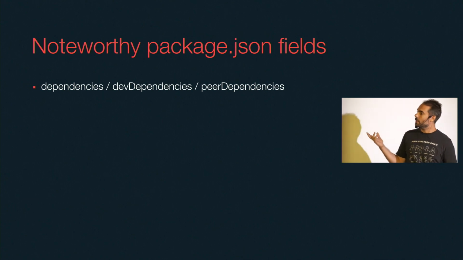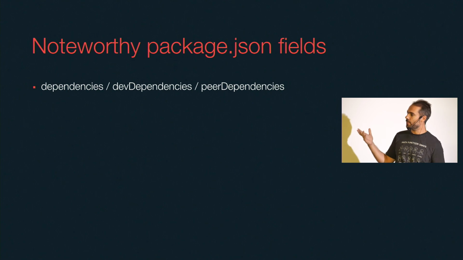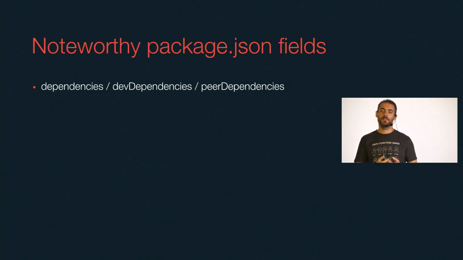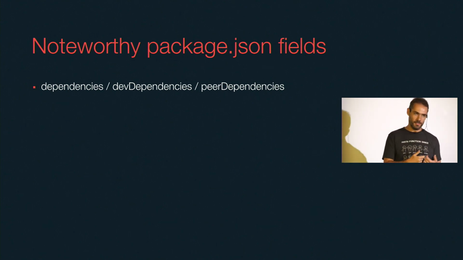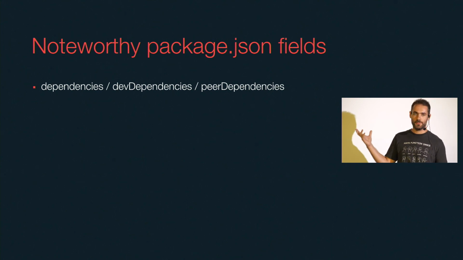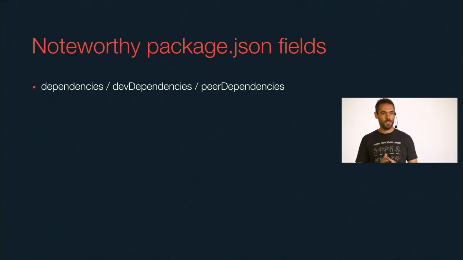What happens if you put something under peer dependency and the consumer, in the application that consumes your module, no one brings it, no one puts that peer dependency under their dependencies? What will happen?